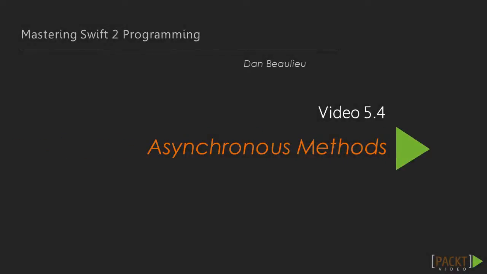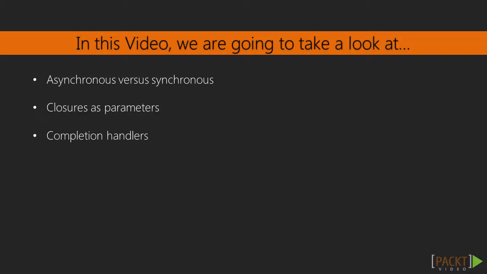In the previous video, we looked at how NSLock can resolve race conditions while threading. In this video, we're going to take a look at asynchronous methods and how we can utilize closures as completion handlers to wait for operations to complete to perform tasks.